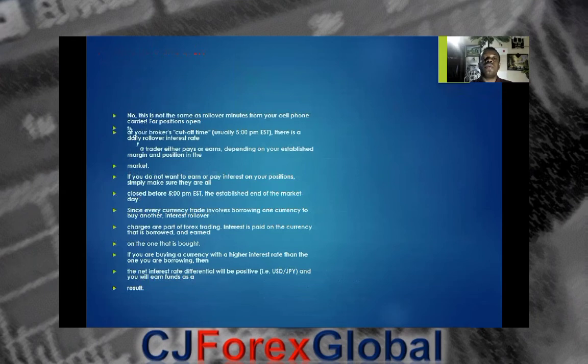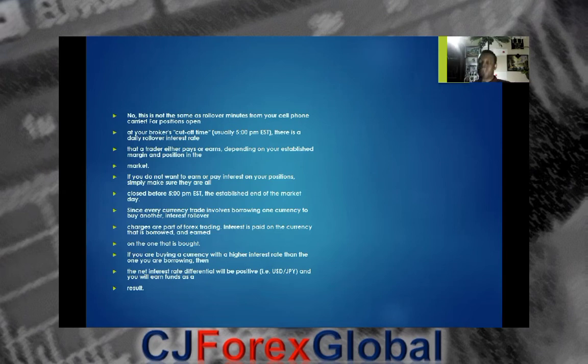Now, in the forex market, we have what we call rollover. Let us do a definition here. It says, no, this is not some of the rollover minutes from your cell phone or carrier. For a position open at your broker cut-off time, usually 5 p.m. Eastern, there is a daily interest rate that a trader pays or earns depending on your position. Remember what I said, in the forex market we have what we call swap, and this swap is generally known as rollover.